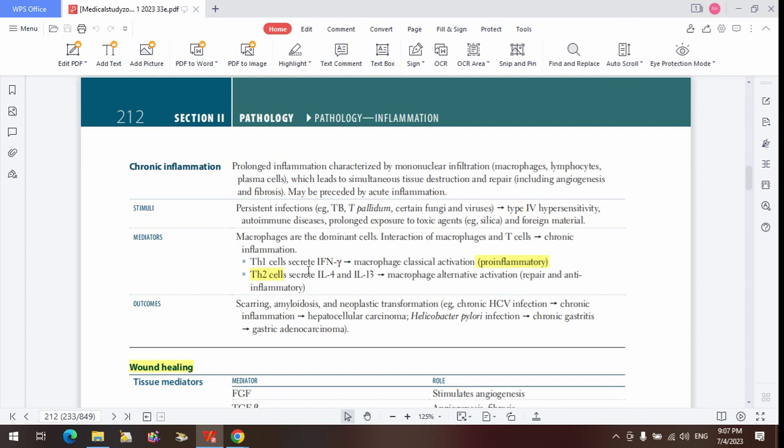So that is why the outcomes for chronic inflammation include scarring, include amyloidosis. We can explain this already. Anybody wants to explain why we have amyloidosis? Quickly, anybody? Just one statement, we move.